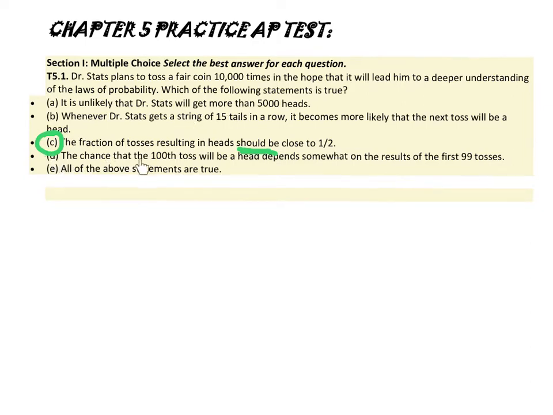Letter D, the chance of the 100th toss being a head depends somewhat on the result of the first 99 tosses. Again, this is really related to letter B. If the first 99 tosses were all tails, it has no impact on that 100th toss. It's still a 50-50 chance.